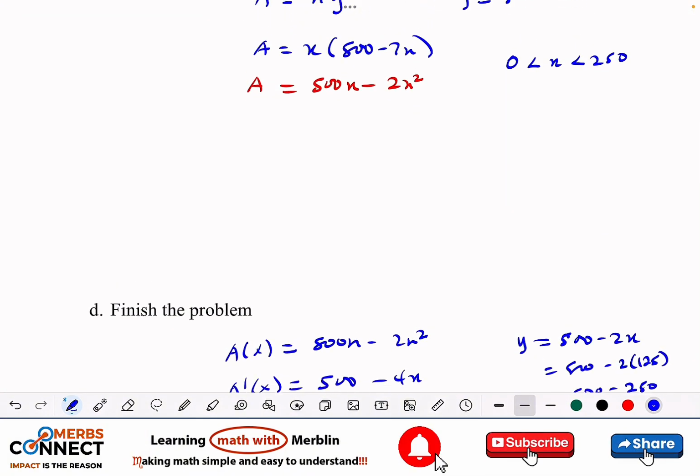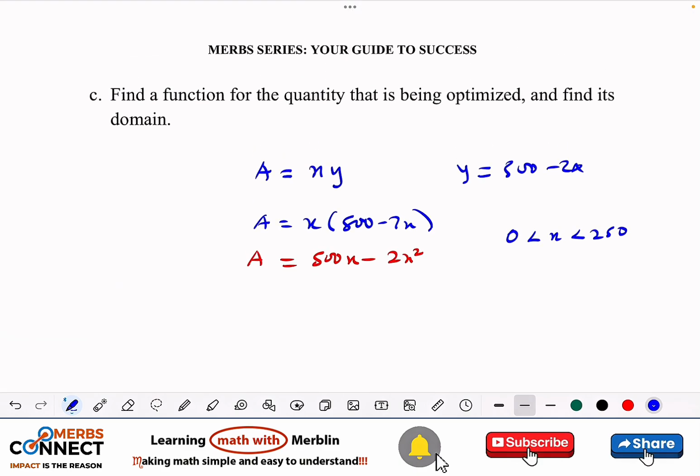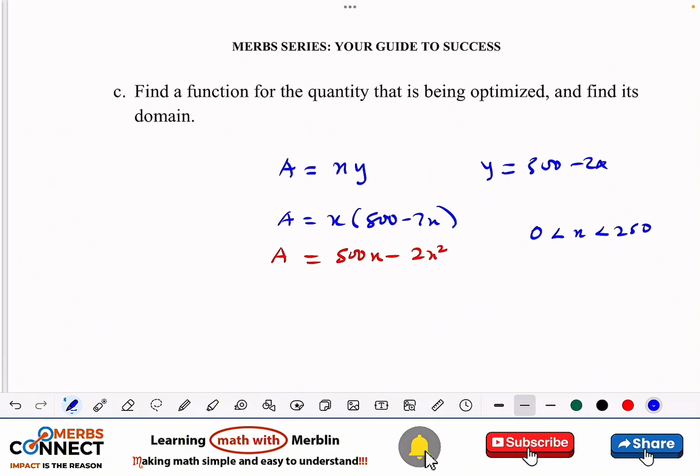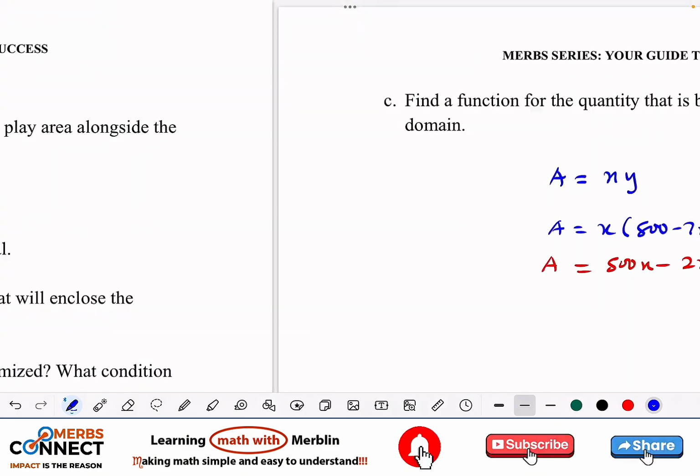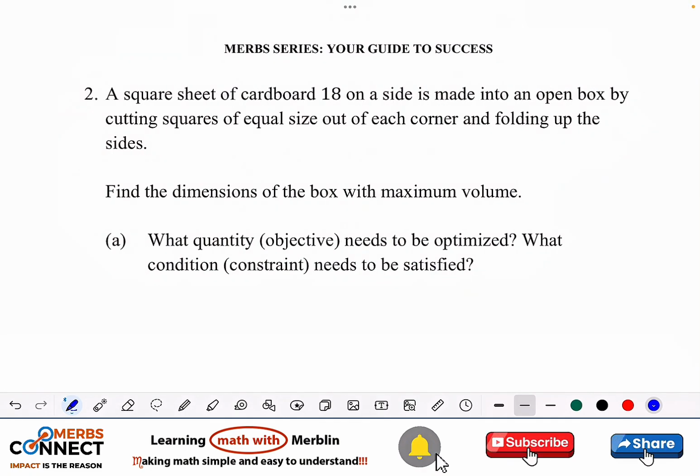So I just divided this to show you how you can move from this to find the domain. All right, let's take another example and see how we can also go through that question.